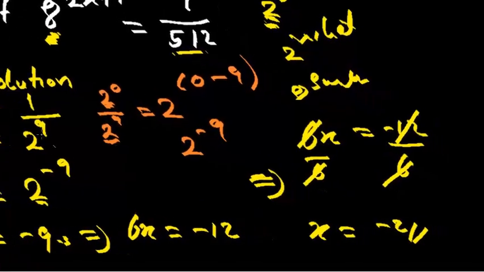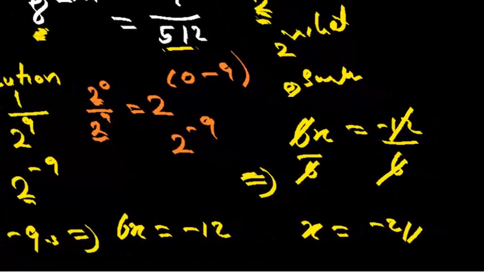So you see that whether we use base 8, expressing 512 in terms of base 8, or we express both 8 and 512 in terms of base 2, we are going to get the same answer, which is negative 2 for x. So it doesn't really matter which way you take, but what matters is that the procedure should be right, and once the procedure is right, your correct answer is guaranteed.